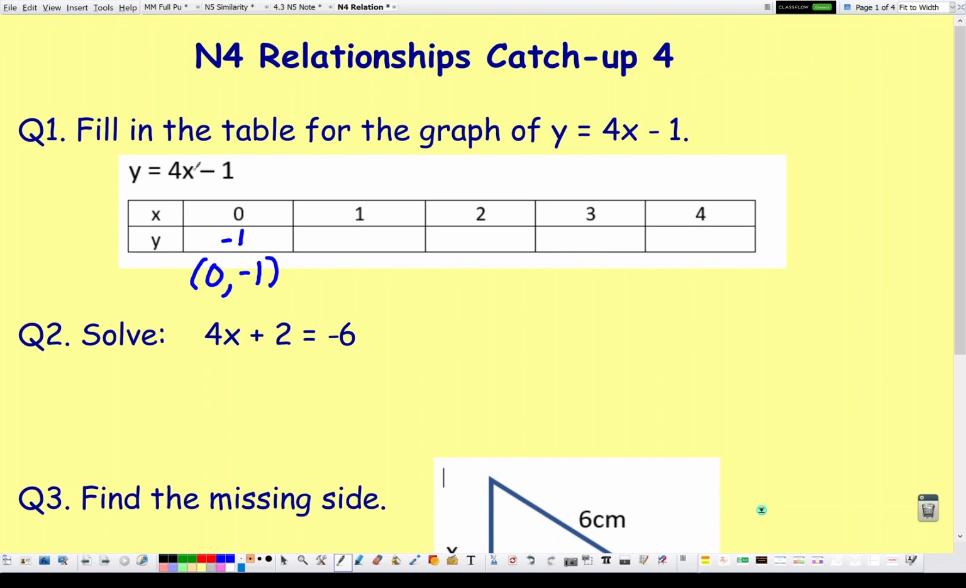Okay, so when x is 1, what is the value of y? So 4 times 1 is 4, take away 1 is 3. So now we have the coordinate 1, 3. What is y when x is 2? 4 times 2 is 8. Take away 1 is 7. So that's going to be the point 2, 7.